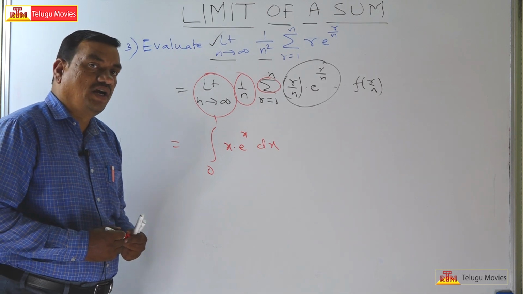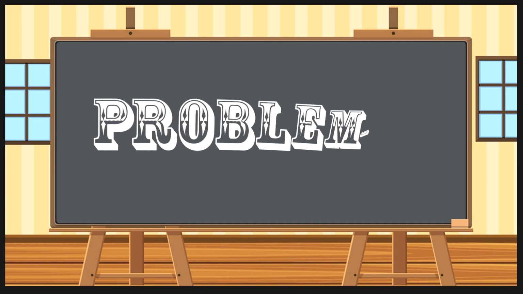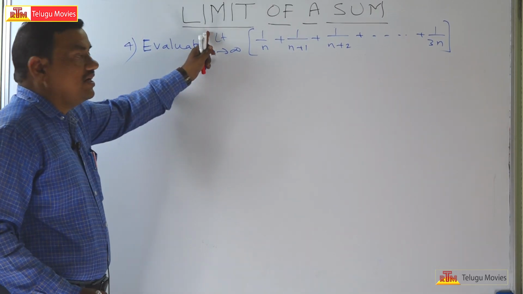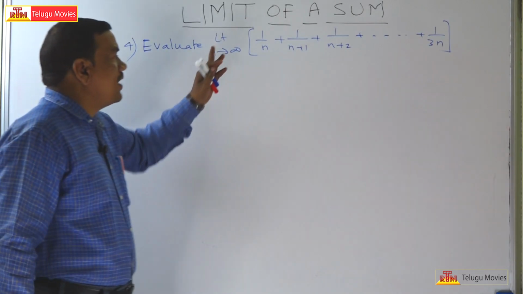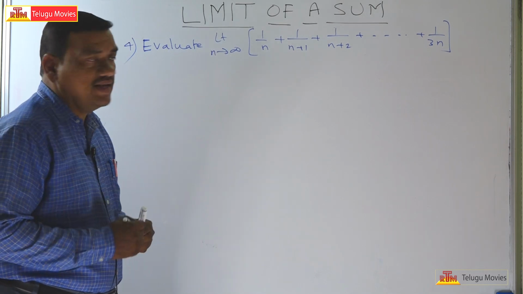Okay, now I hope that you understand this solution. Let us go for the next problem. Welcome to this problem. So here, evaluate limit n tends to infinity 1 by n plus 1 by n plus 1 plus 1 by n plus 2, and so on up to 1 by 3n.